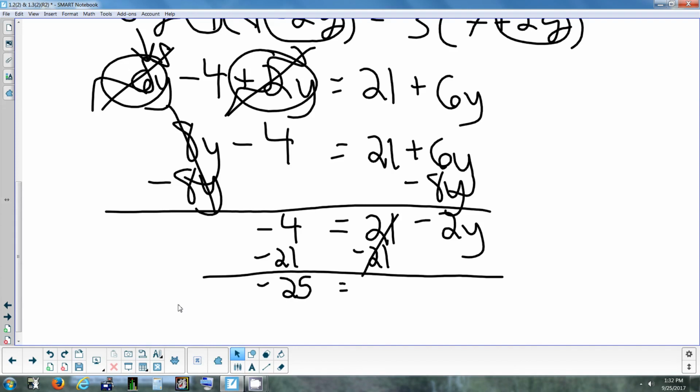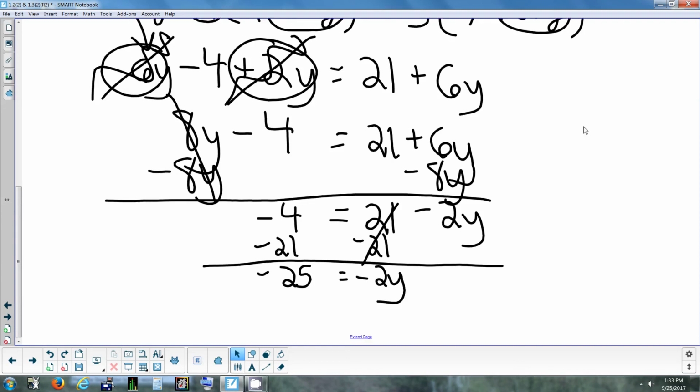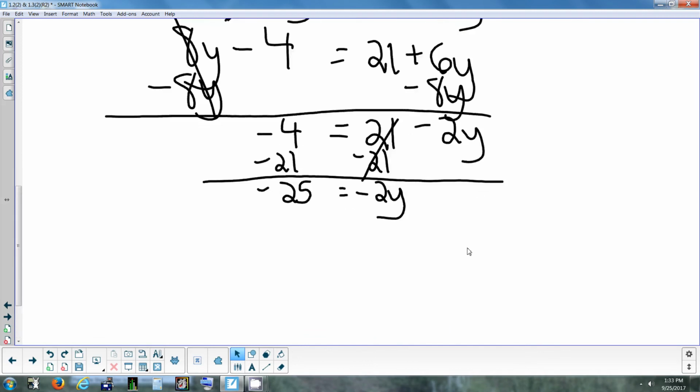So that does that. On the right-hand side, where I cancel out the 21, what's left? Negative 2y. Nice job, Joe, bringing the sign down too. Don't forget about that. All right, Mackenzie, do you think you might know our last step? We got negative 25 equals negative 2y.